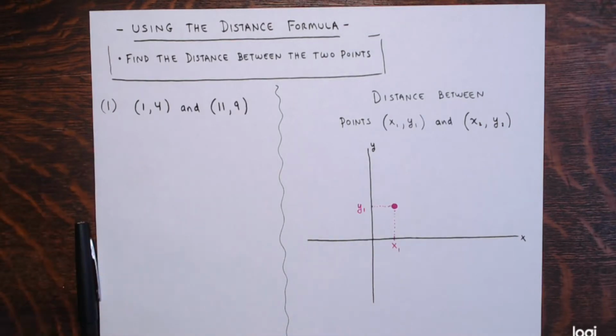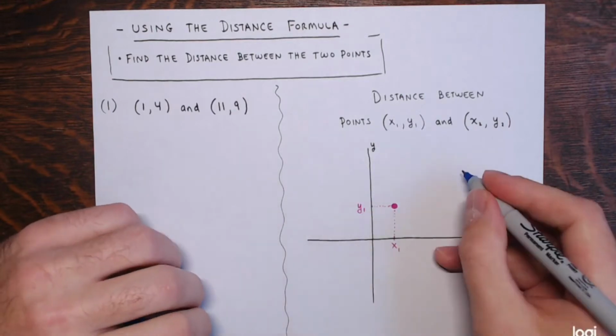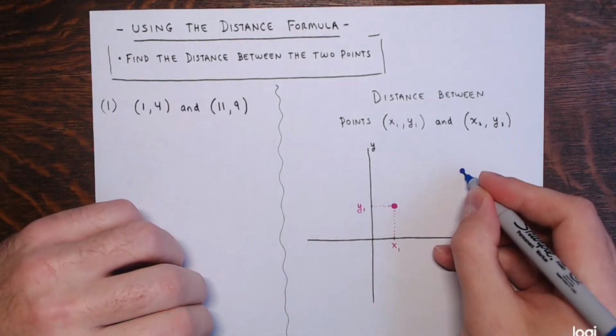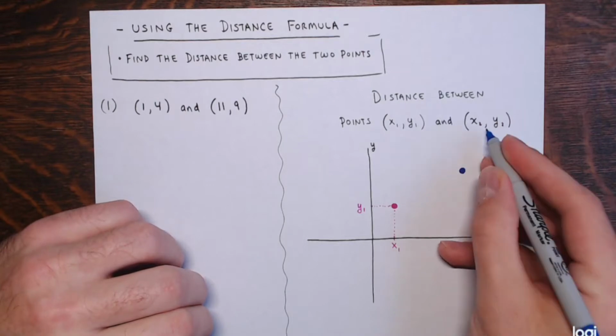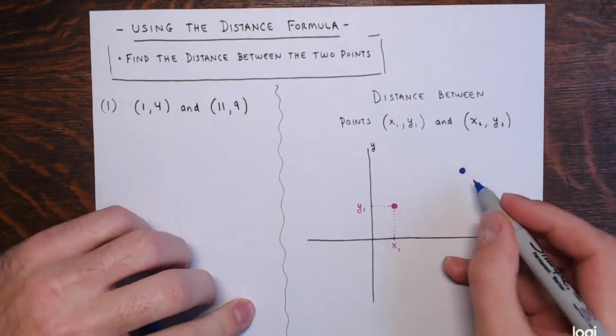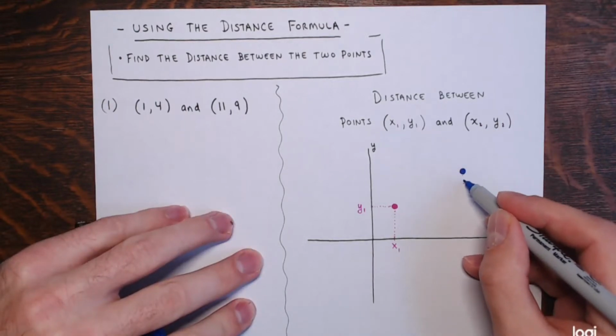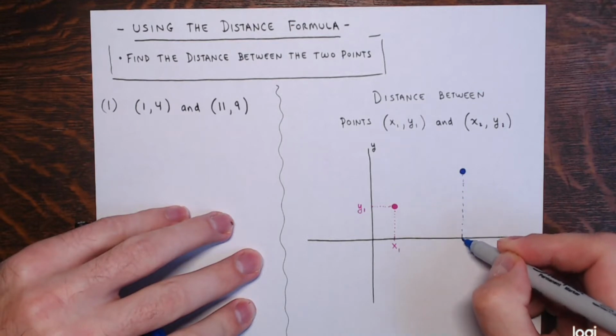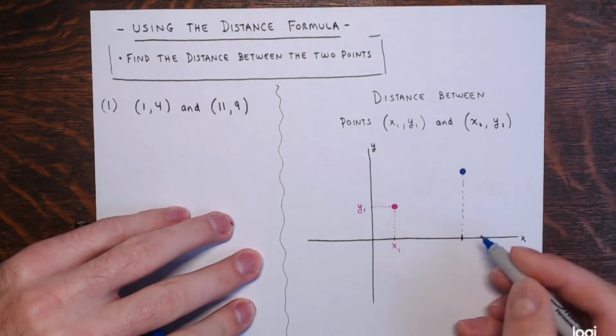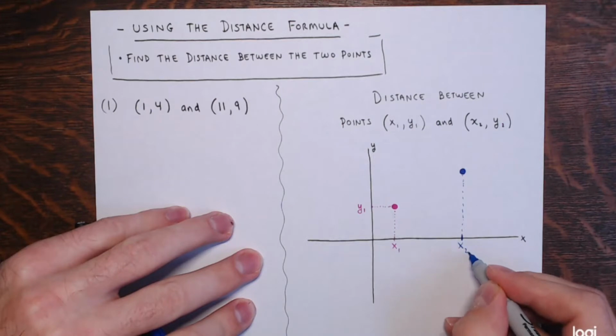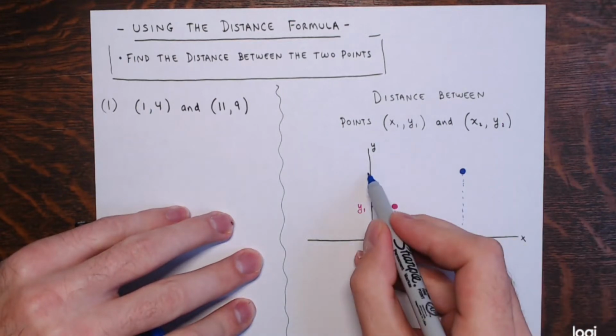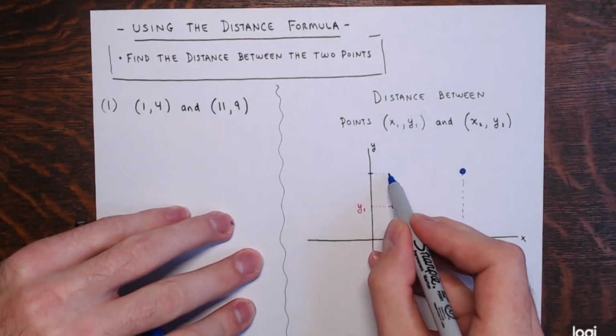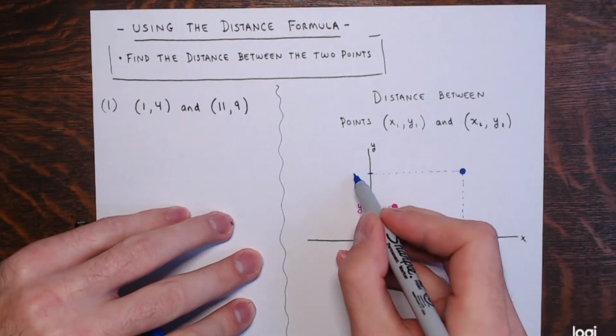And then I have another point. Again, it could be anywhere, but just to make things easier for our picture, I'm going to put this second point with x2, y2 over here. So this has an x coordinate, the value on the x-axis it's over. Let's say that's x2. And a y coordinate, the value on the y-axis that it's in line with, that's y2.